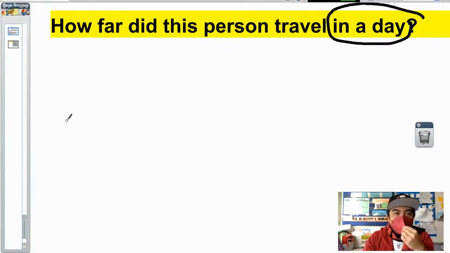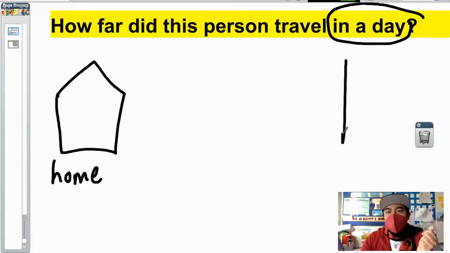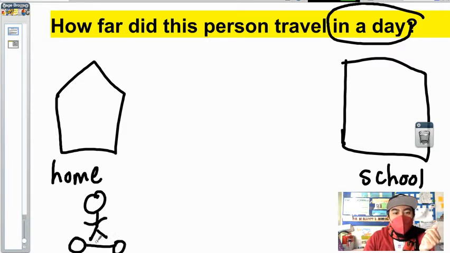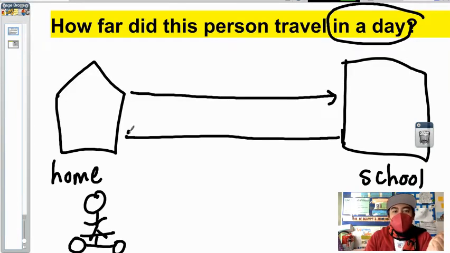In class, some of your classmates started drawing a house, so this represents home, and other people started drawing the school building. And here's the student right here. The student is riding a bike, with my best, beautiful drawing of a bike. This person has to go from home to school on a bike and from school to home on a bike.